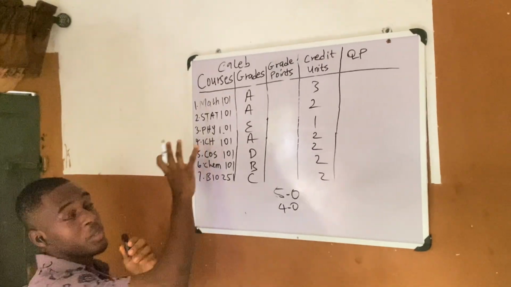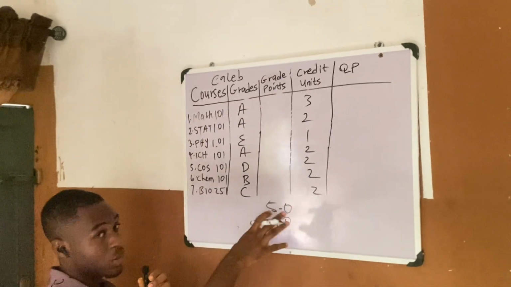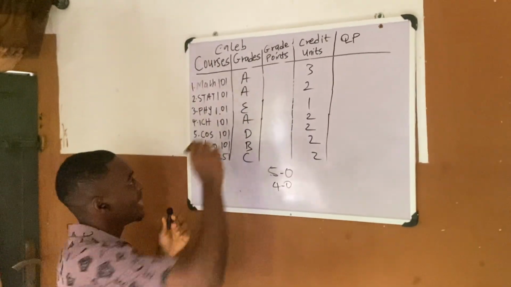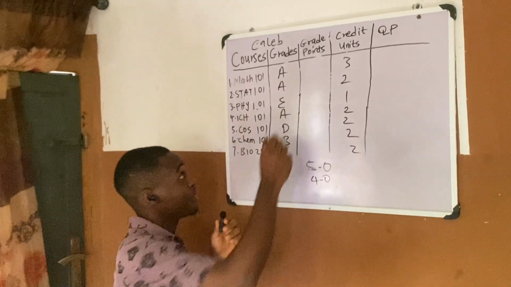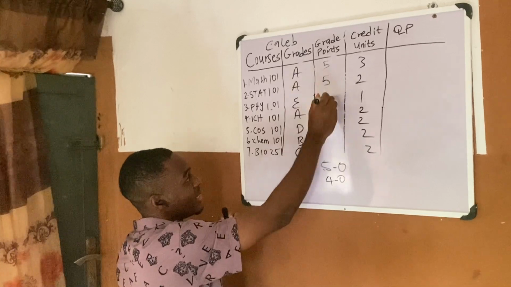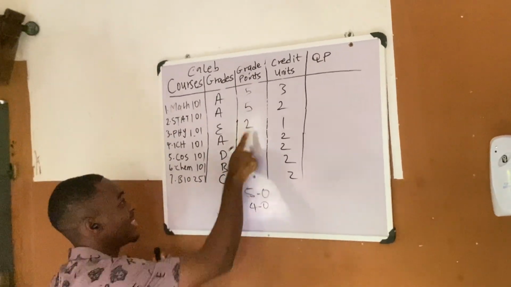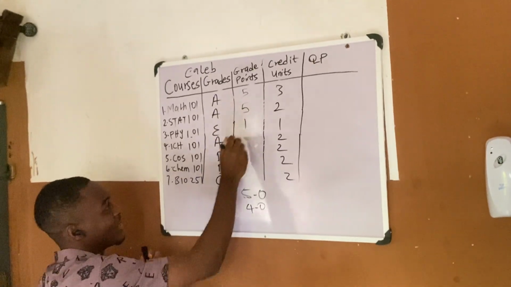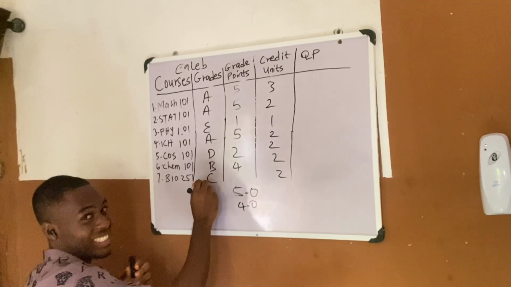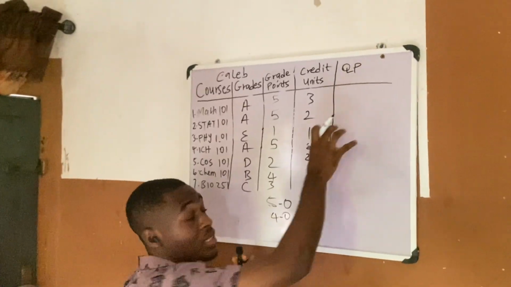So let's go. Using this data on the board, let's say Math 101 is 3 credits. You guys get the whole thing. The grade point for A is what? Okay, 5. Yeah, of course you guys are smart. For A, the same thing, 5. E is what? 1. Okay, 5. D is what? 2. All right. B is 4. C is 3.